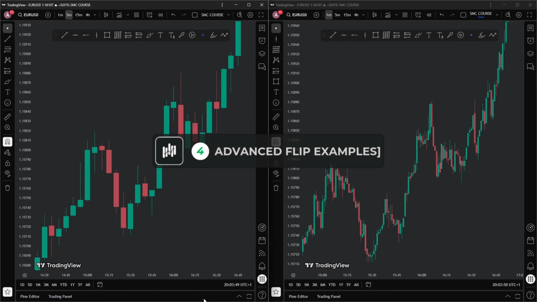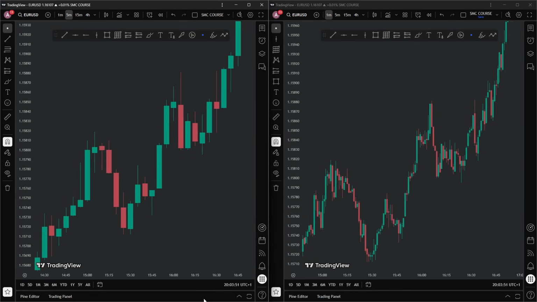Section 4. Advanced flip examples. Let's walk through a bullish advanced flip to see how the higher and lower time frames work together. On the higher time frame, price returns to a bearish order block and fully mitigates it. Shortly after mitigation, price breaks this order block with a strong full-body candle close.